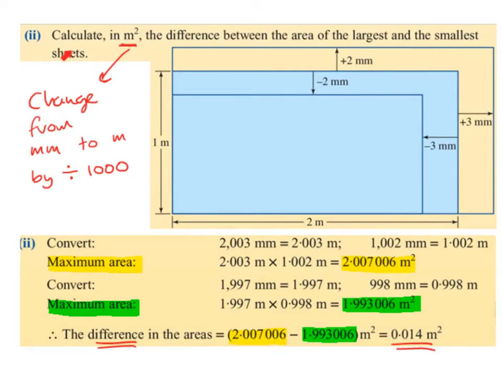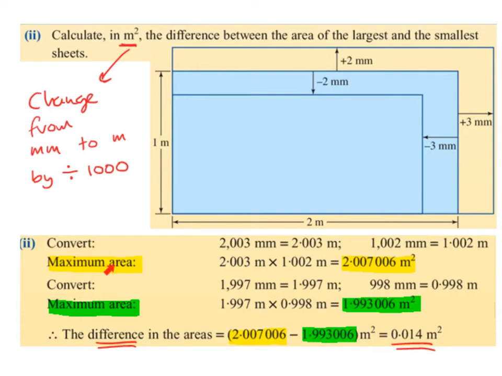Part 2. Calculate in meters squared the difference between the area of the largest and the smallest sheets. So we need to change from millimeters to meters, and we do this by dividing by 1000, because there's 1000 millimeters in a meter. So we want to convert the 2003 millimeters into meters, and that's 2.003 meters, and the 1002 millimeters into meters, that's 1.002 meters. So we divide it by 1000.